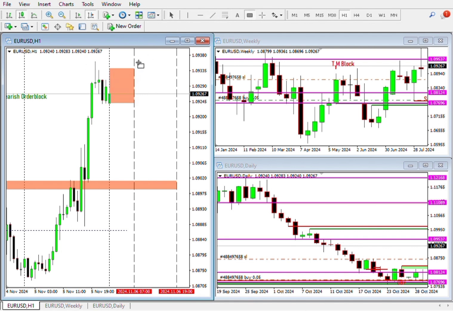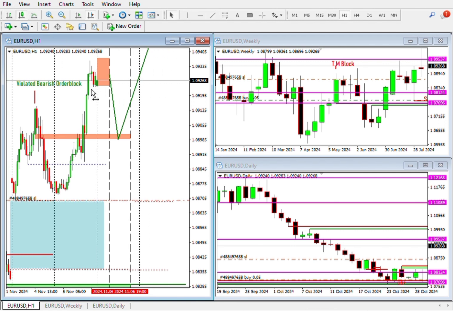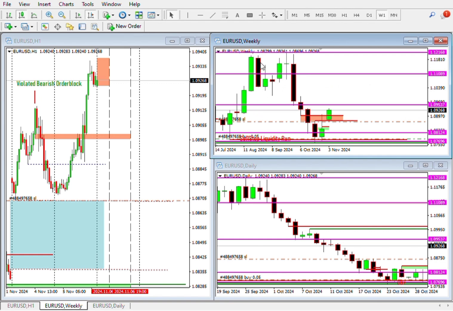I would like to see price from this consolidation of the Asian session trade down from out of it, and then start trading higher, obviously trading within that violated bearish order block, which will turn into a bullish mitigation block.